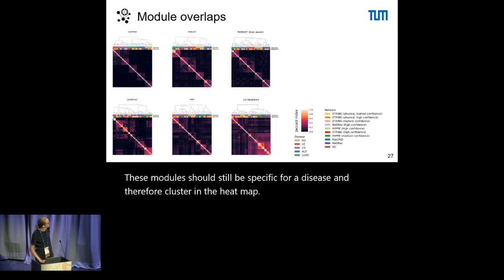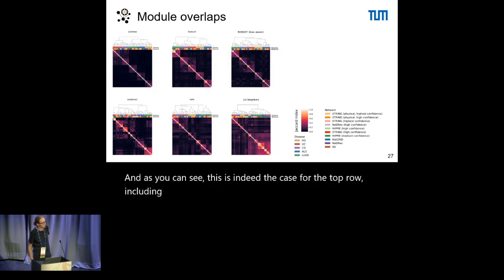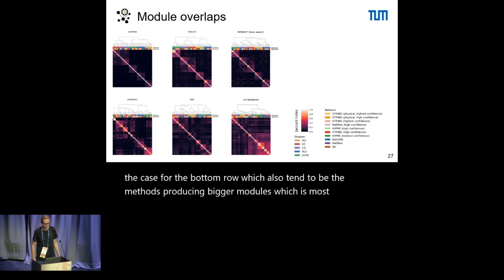As you can see, this is indeed the case for the top row, including DOMINO, ROBUST, and ROBUST bias-aware, but not really the case for the bottom row, which also tend to be the methods producing bigger modules, which is most likely the reason why they lose specificity.